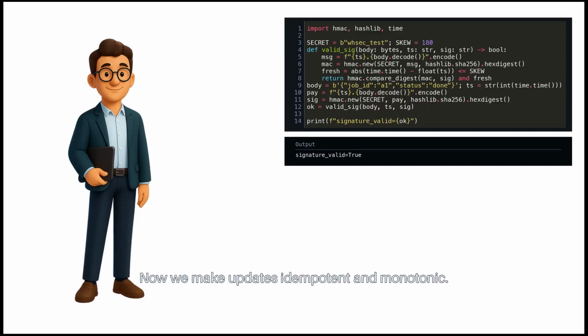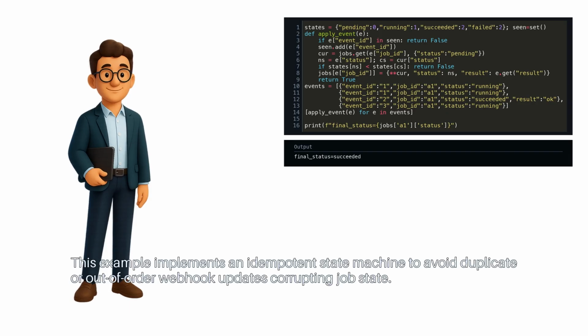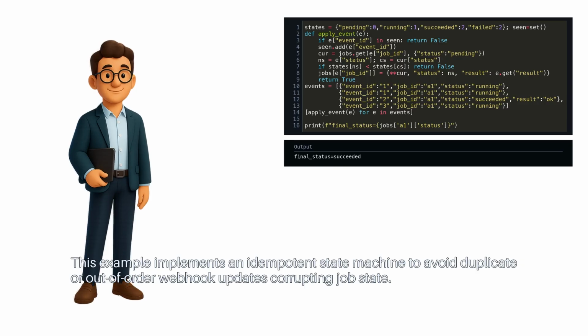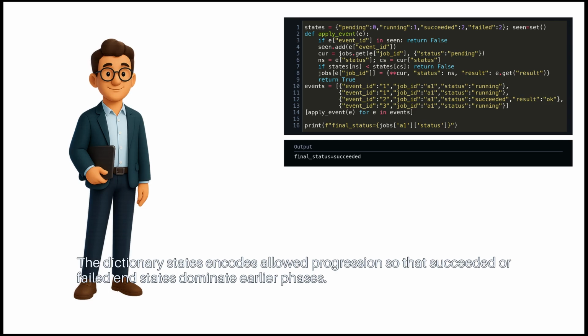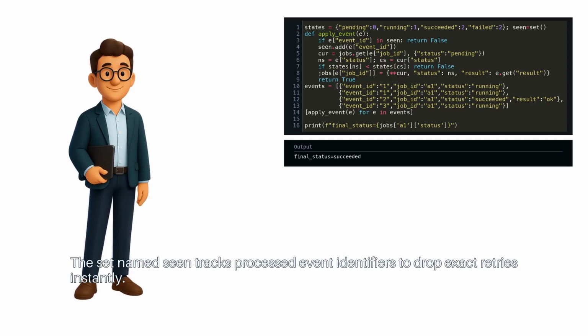Now, we make updates idempotent and monotonic. This example implements an idempotent state machine to avoid duplicate or out-of-order webhook updates corrupting job state. The dictionary STATES encodes allowed progression so that succeeded or failed end states dominate earlier phases. The set named seen tracks processed event identifiers to drop exact retries instantly.